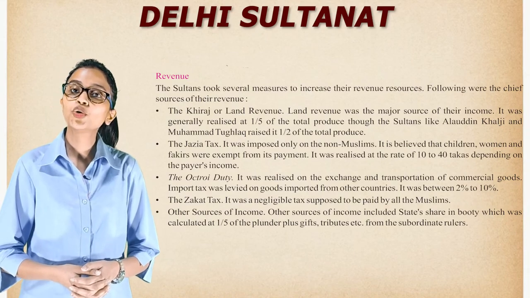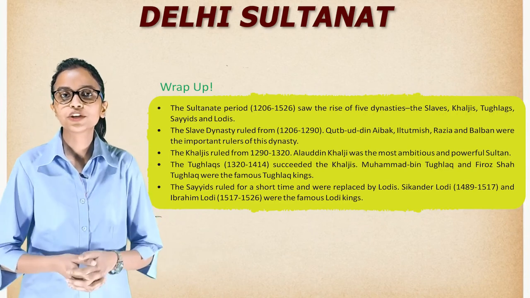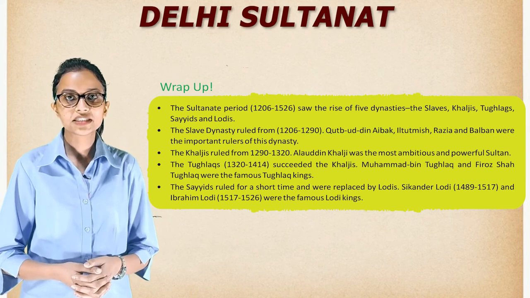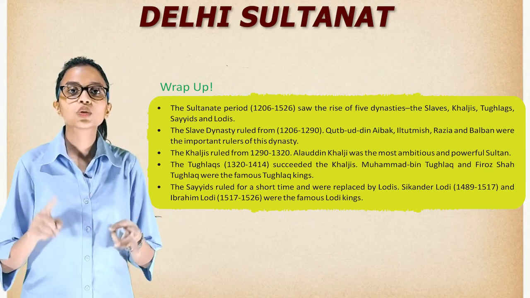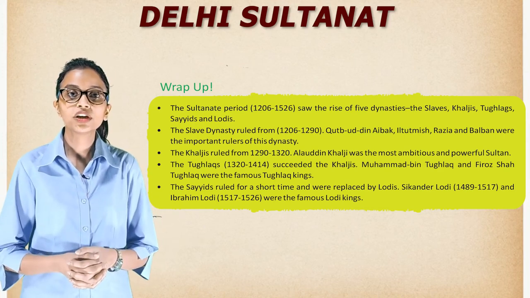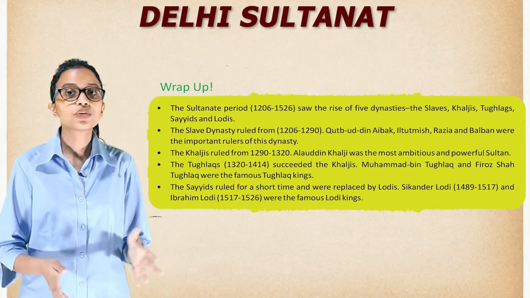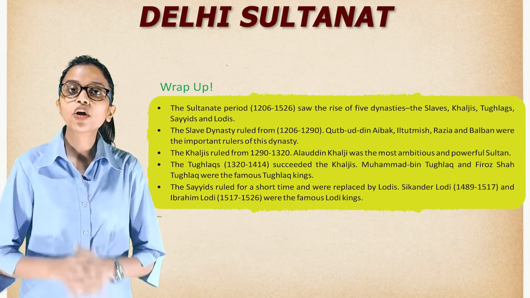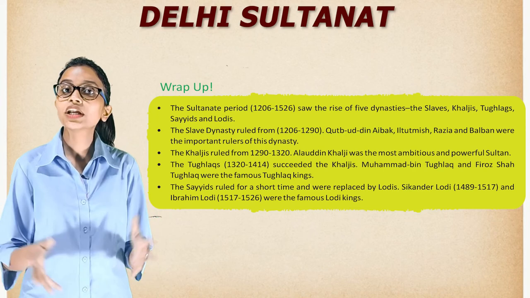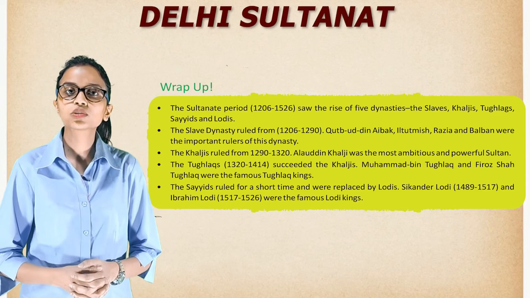from the subordinate rulers. So students, it's time to wrap up. The Sultanate period, 1206 to 1526, saw the rise of 5 dynasties: the Slaves, Khaljis, Tughlaqs, Sayyids and Lodis. The Slave dynasty ruled from 1206 to 1290. Qutubuddin Aibak, Iltutmish, Razia and Balban were the important rulers of this dynasty. The Khaljis ruled from 1290 to 1320. Alauddin Khalji was the most ambitious and powerful sultan.